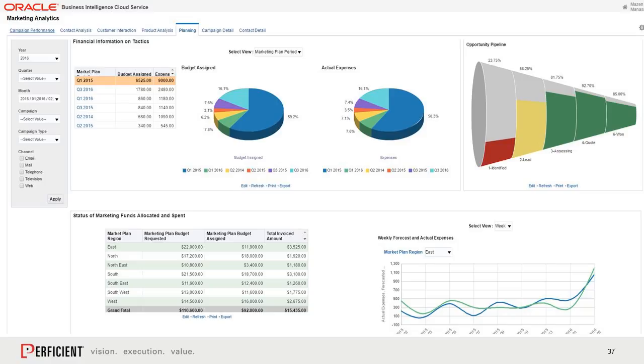Status of marketing funds allocated and spent. This shows me by reason how much was requested versus budgeted versus actual invoiced. I can click on the reason from the left side and get a spending trend of that reason next to it on the right side. Click on North, for example, and see how actual is trending against the budget for the North region.